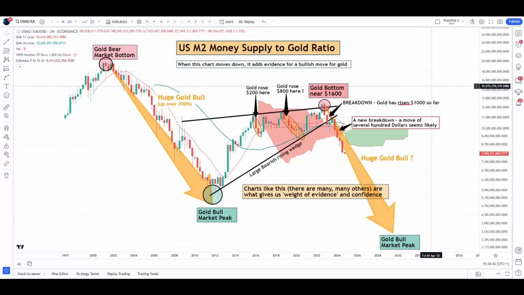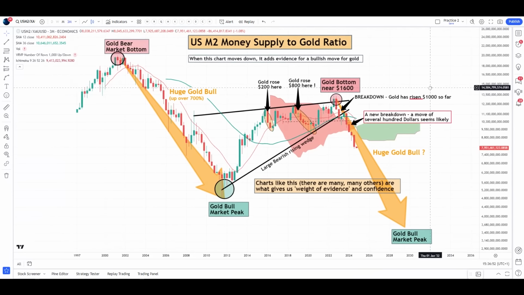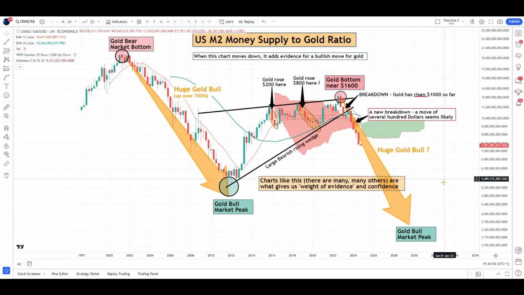So starting off with this first ratio chart, it's US M2 money supply versus gold. In strong gold bull runs, and particularly gold bull eras, which are defined by a capital rotation event away from stock markets towards precious metals, you get a very clear breakdown for M2 money supply versus gold.